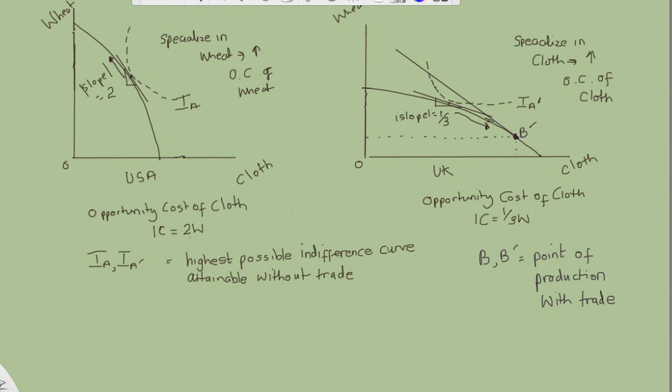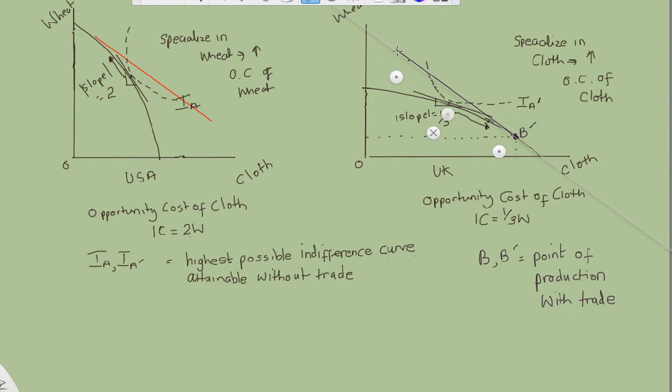So let's do this in the American diagram, and maybe we can end up with a nice red trade line. So the British move towards producing more cloth. The Americans will move to producing more wheat. And this is my trade line, which looks a lot better. In fact, maybe I'll just redraw this one.